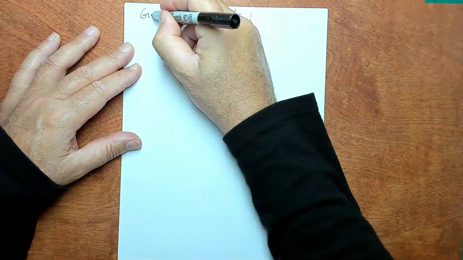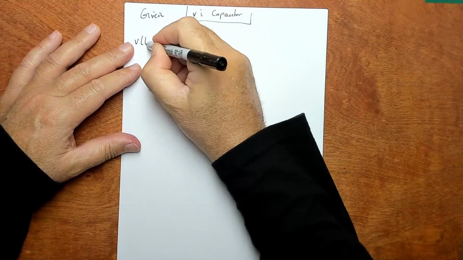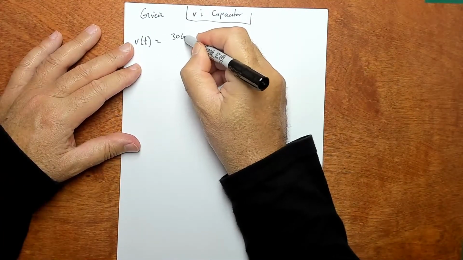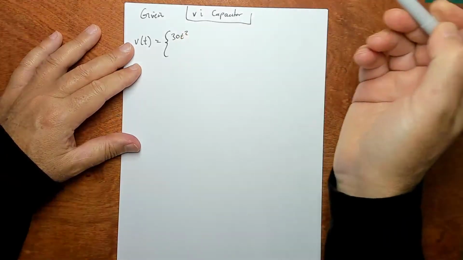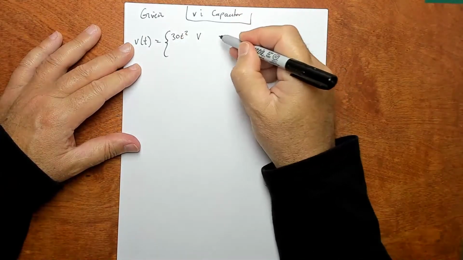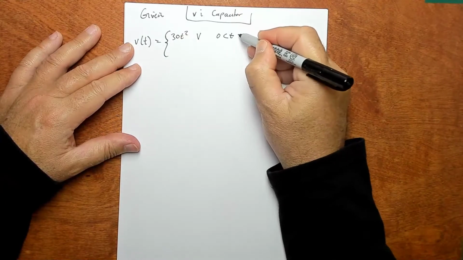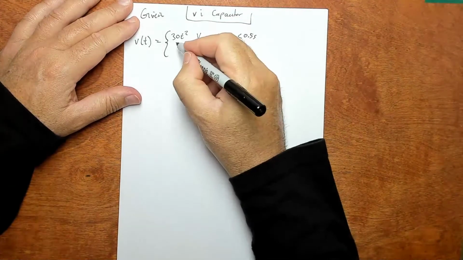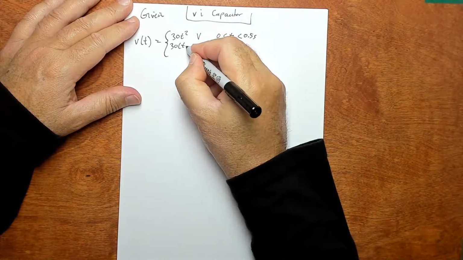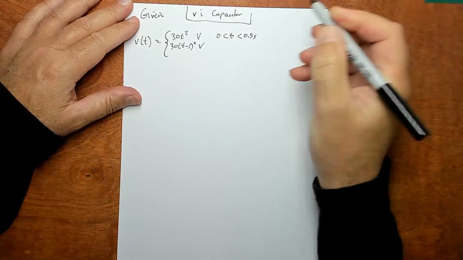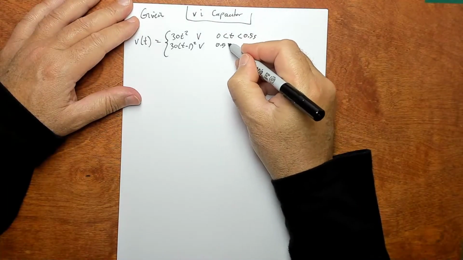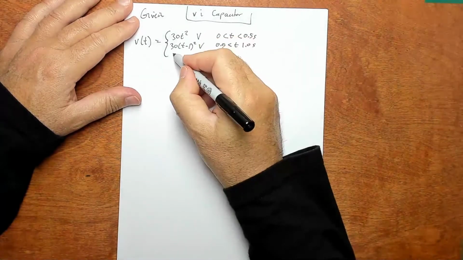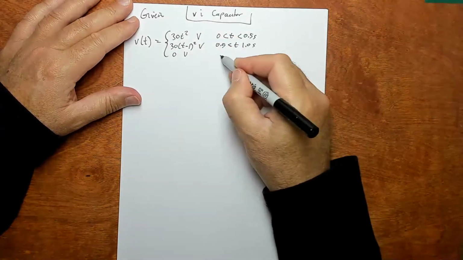Welcome back. Here's a short VI problem for a capacitor. Okay, we're given V as a function of t for a capacitor. This is over a couple of intervals: 30 t squared volts from 0 to 0.5 seconds, and 30 (t minus 1) squared volts from 0.5 to 1 second, and then 0 volts everywhere else.